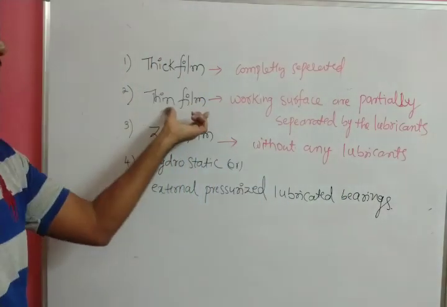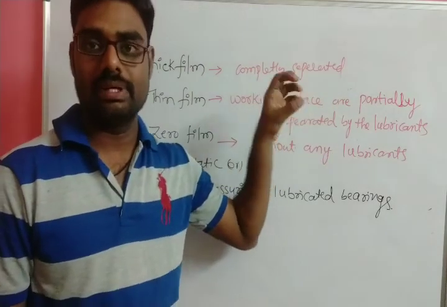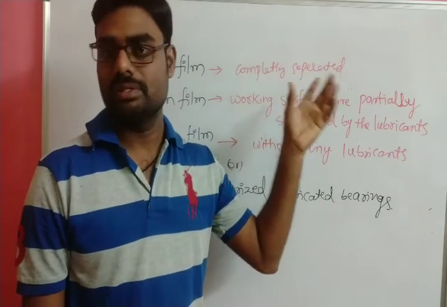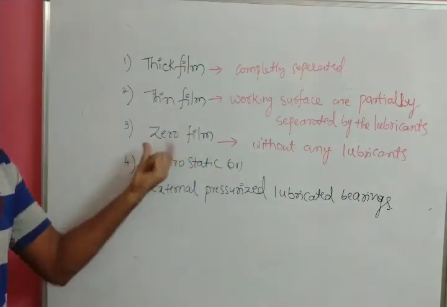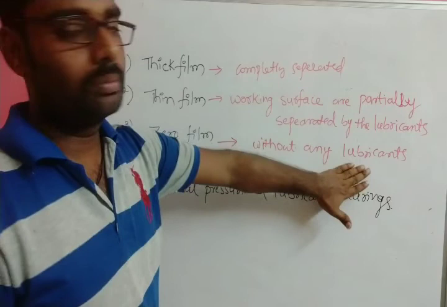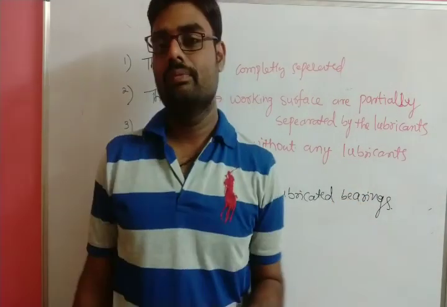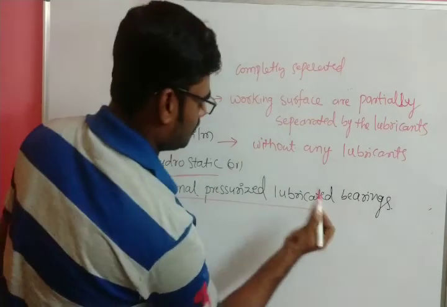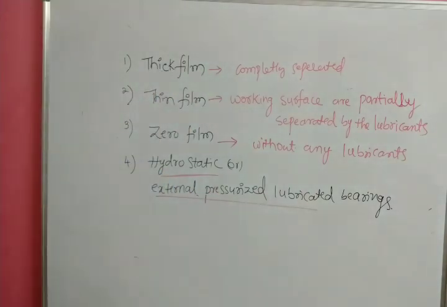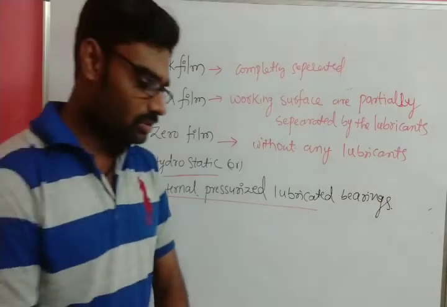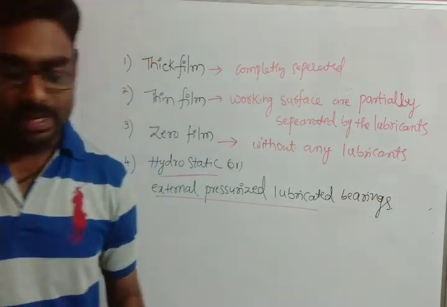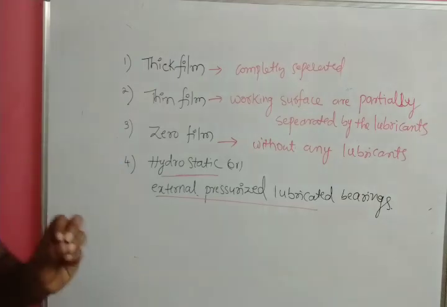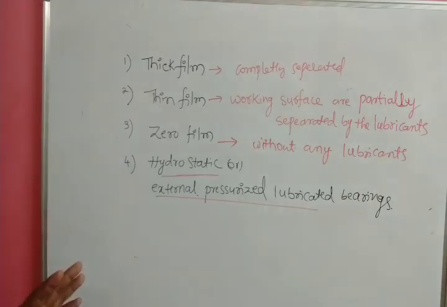Thin film means partial contact between the journal and bearing. Working surfaces means journal and bearing. Zero film means the bearings operate without any lubricants. Finally, hydrostatic or external pressurized lubricated bearings. Already you know statics and dynamics. Statics means constant, the load is constant.